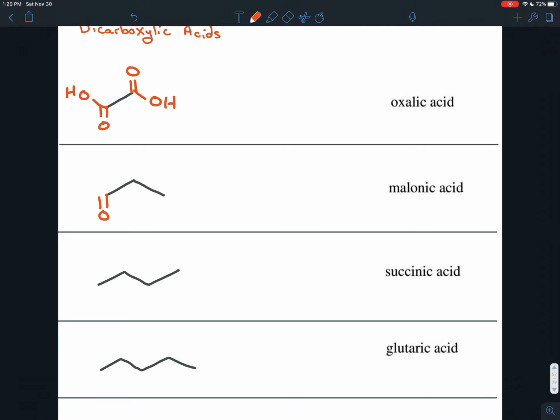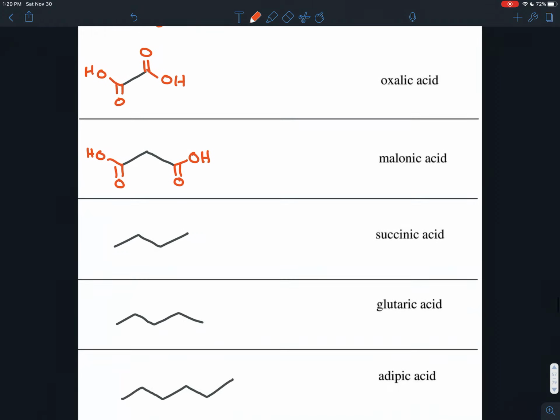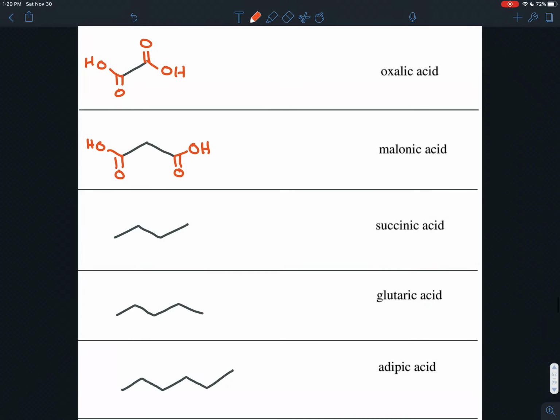If you have a 3-carbon chain and you create a dicarboxylic acid out of that, then you have something called malonic acid, and you should see what this is suggestive of. We're talking about the Malonic Ester synthesis. So we'll get back to that in a second. If you had 4 carbons and you create a dicarboxylic acid, then you have what's called succinic acid.